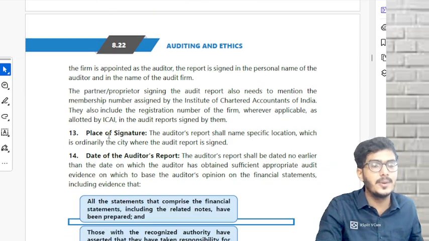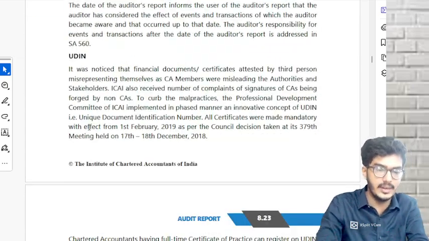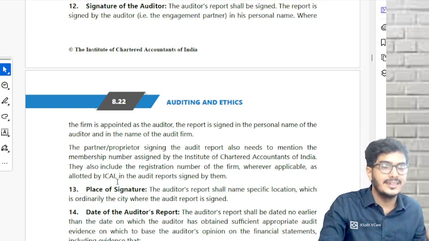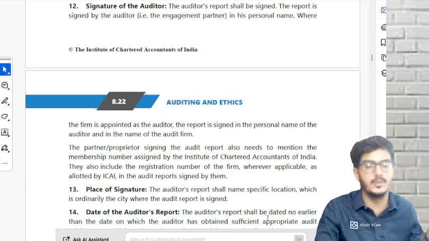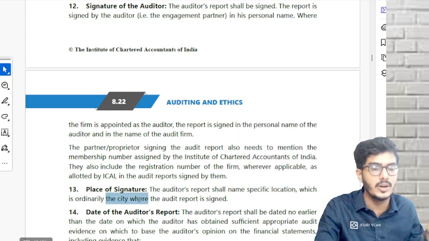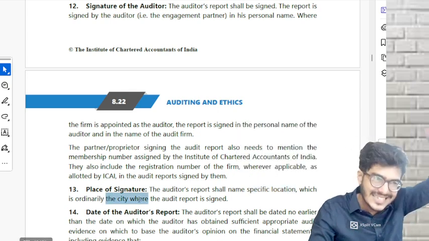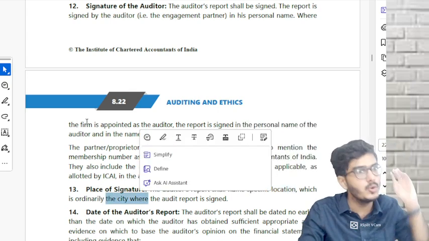Then comes place of signature. It will come here only, don't worry. Place of signature is basically the place where you sign the auditor's report. It is generally the location, ordinarily the city where the auditor's report is signed. Wherever you're signing it, that city you have to mention.